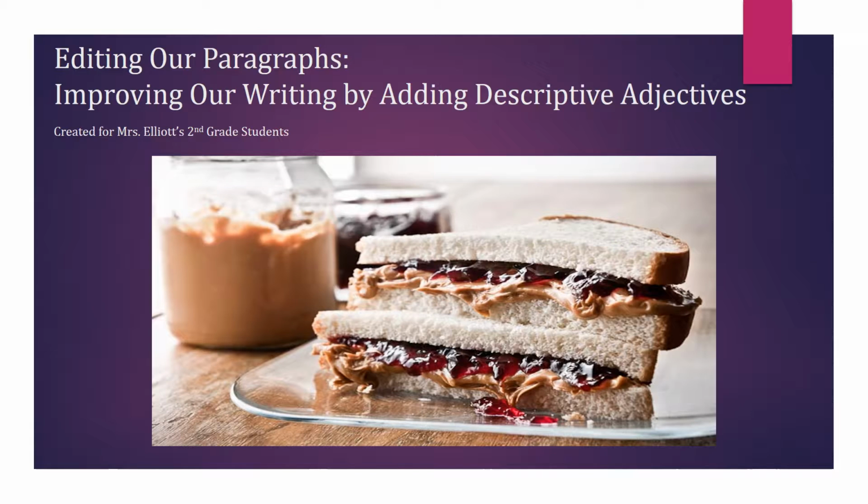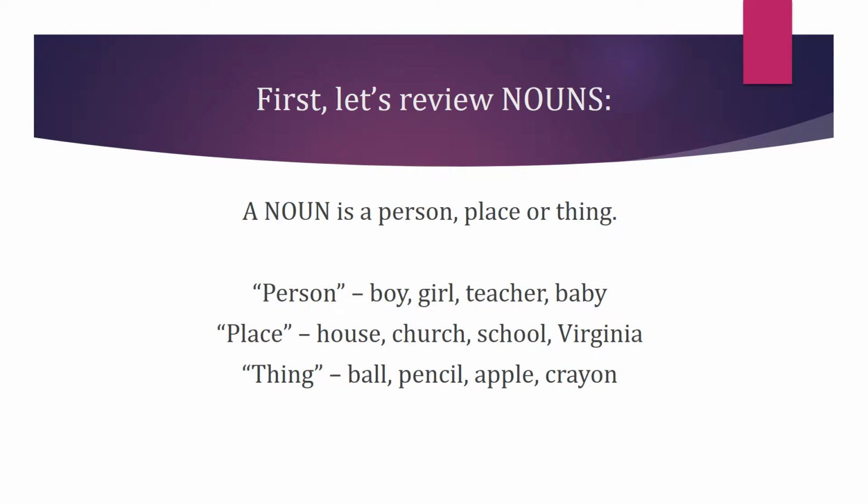Do you remember what an adjective is? An adjective describes a noun. First, let's review nouns. A noun is a person, place, or thing. Boy, girl, teacher, house, church, school, ball, pencil, apple.